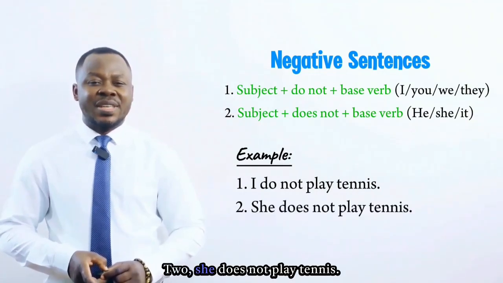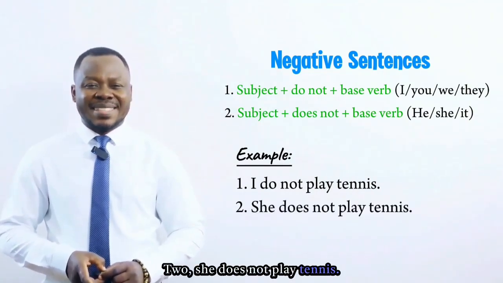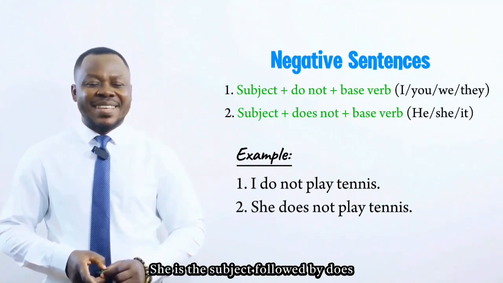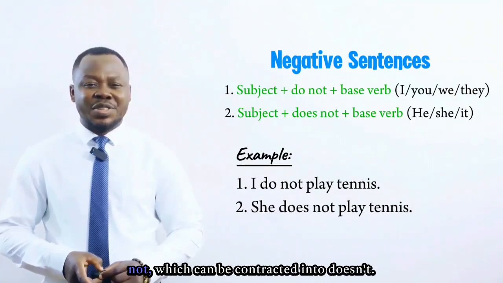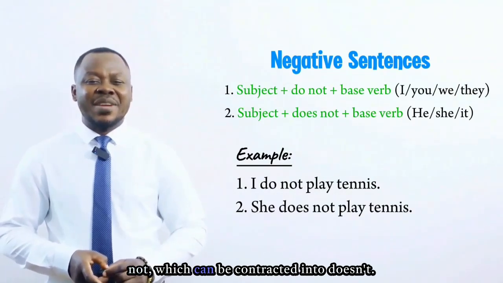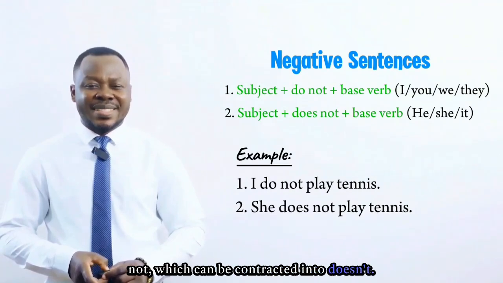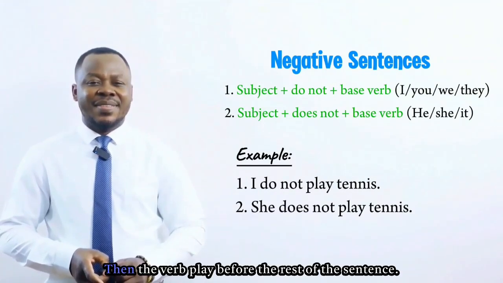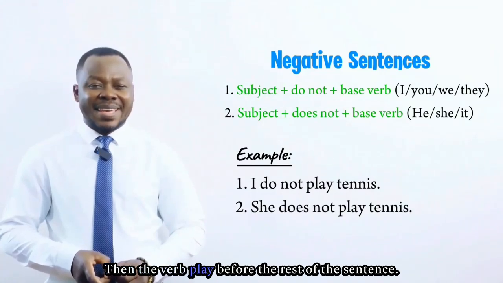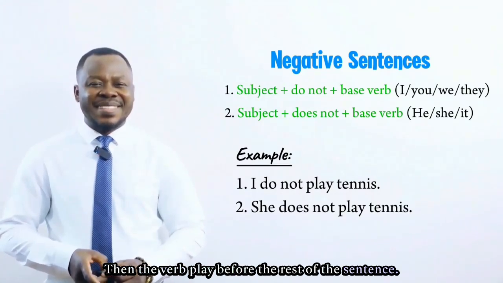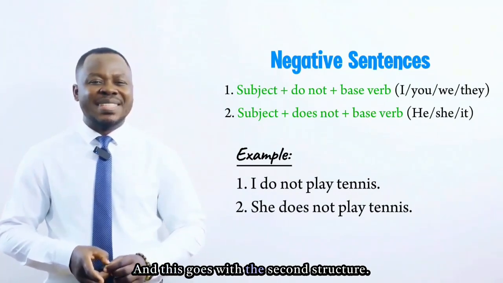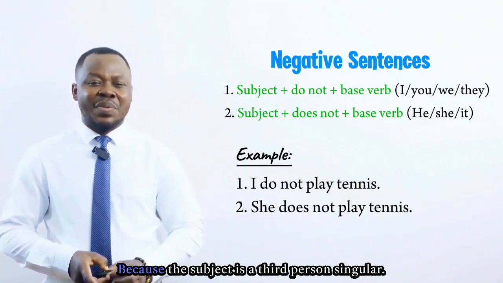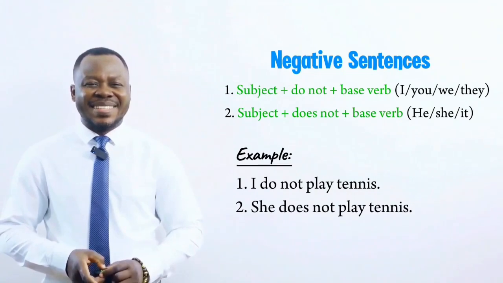2. She does not play tennis. She is the subject, followed by does not, which can be contracted into doesn't, then the verb play before the rest of the sentence. And this goes with the second structure, because the subject is a third person singular.